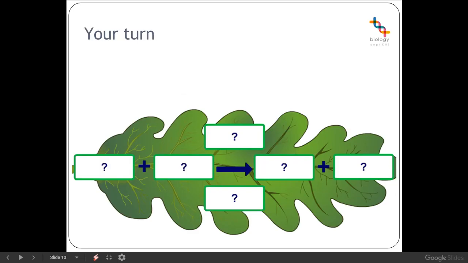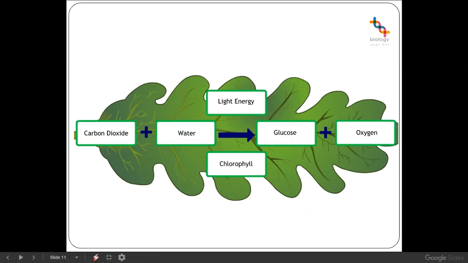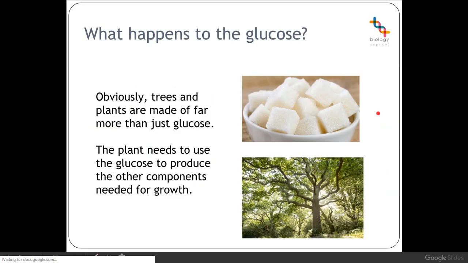So, quick reminder, can you remember what's happening in the stages of photosynthesis? What are our raw materials? What are our products? You should know that we've got carbon dioxide and water as our raw materials. We need light energy absorbed in the chlorophyll, and that produces glucose and oxygen.